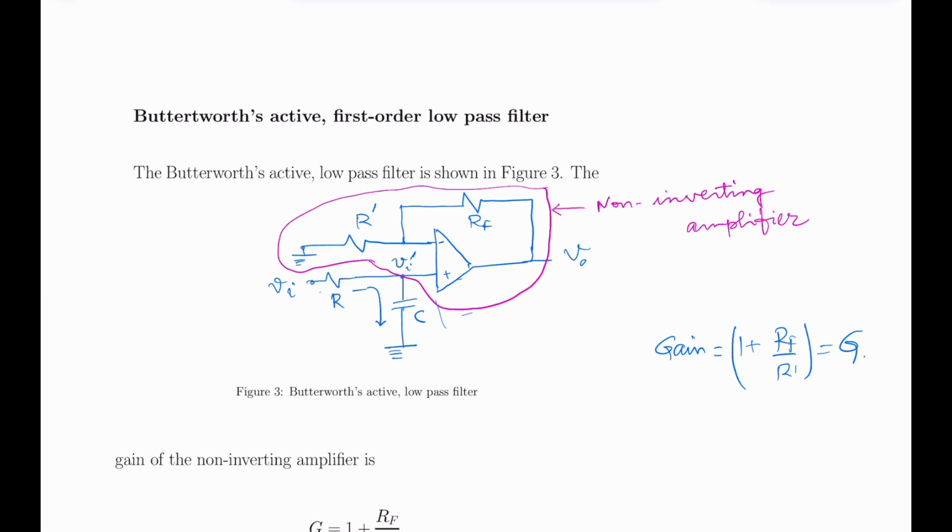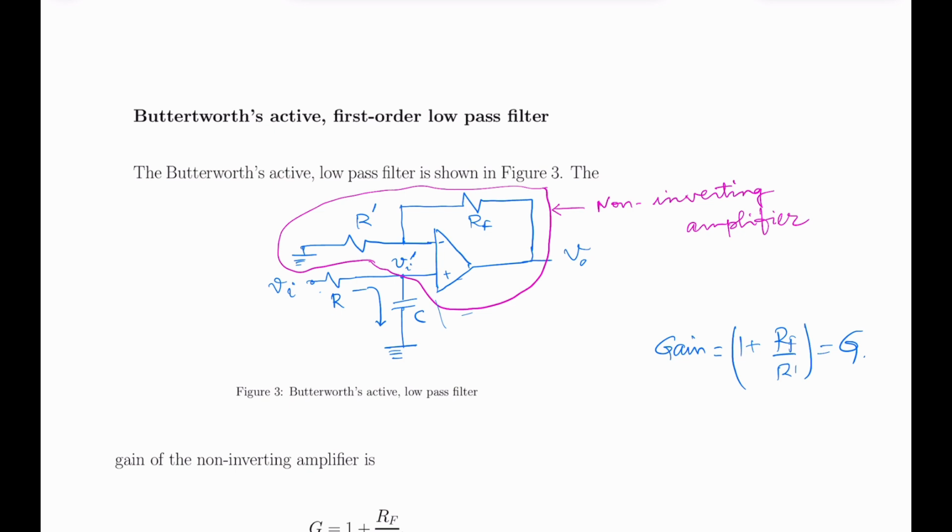See here, this figure enclosed within the red line is your non-inverting amplifier whose gain is 1 plus Rf upon R dash, and this I write as G.